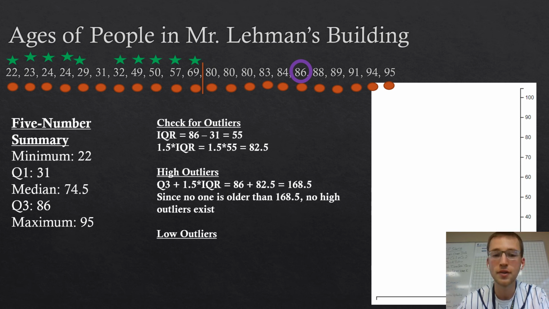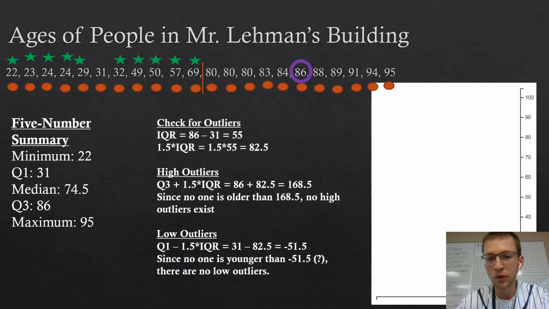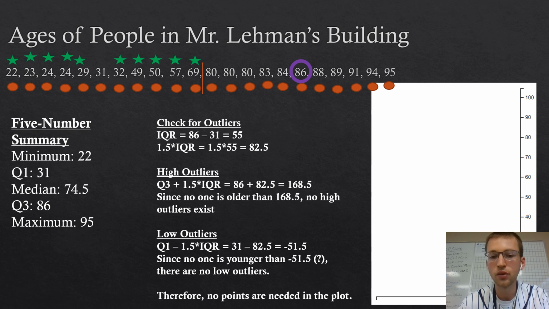For low outliers, instead of starting at Q3, we start at Q1, and then we subtract this 1.5 times the IQR. So in this case, Q1 is 31, 1.5 times the IQR is 82.5, and that gives us a lower cutoff value of negative 51.5. Well, clearly nobody is younger than negative 51.5. That doesn't even make sense. So again, that would indicate that there are no low outliers. So in this case, there are no outliers at all on the high or the low end, so we don't have to put any points on the plot.